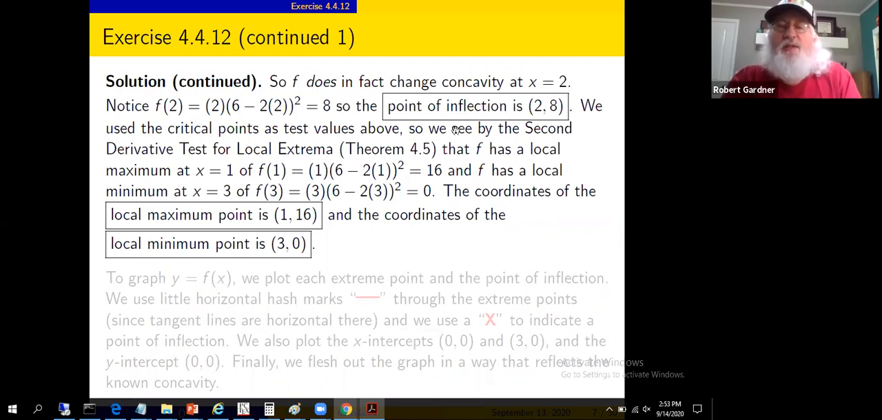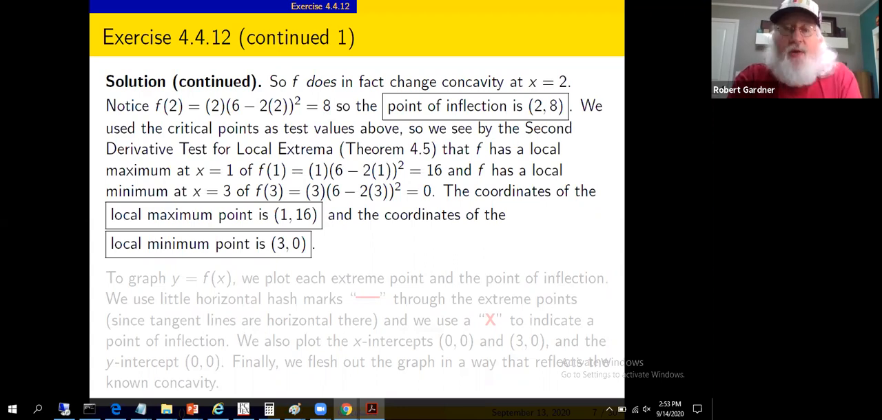The book usually expresses the points of inflection in terms of the x's and the y's. The word point takes on a little ambiguous meaning in here. But I plugged 2 into the function. Looks like we get out 8. So the point of inflection is the point (2, 8). We'll graph that point. It's an important point.